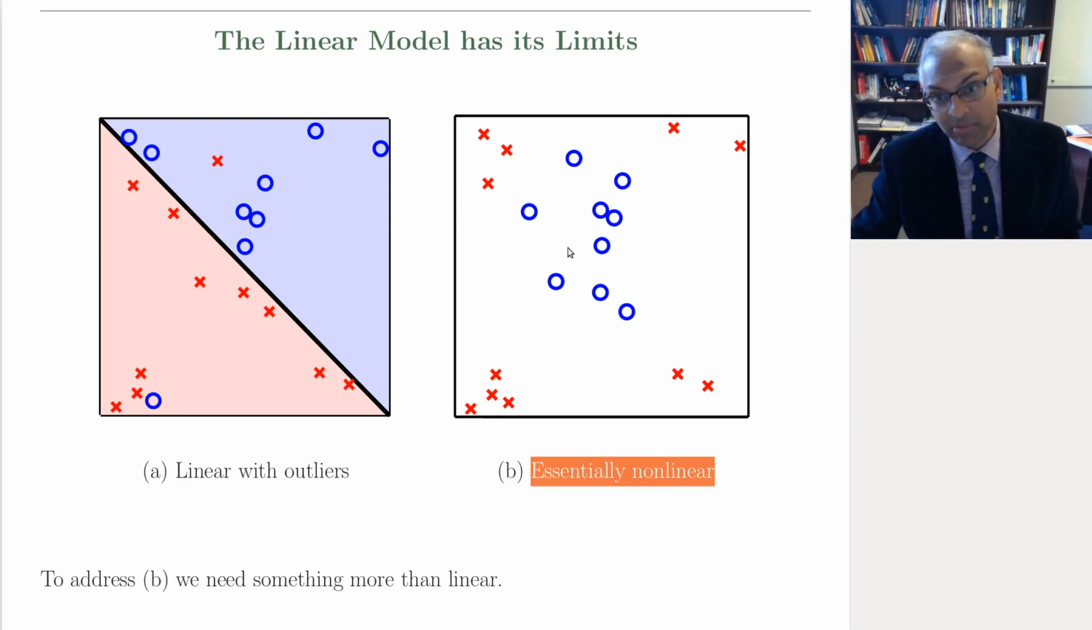If you think about it, when you look at these blue circles, they somewhat form a region in the middle. So rather than separating blue from red with a line, maybe we can separate with something like a circle or an ellipse. And that's a totally different model than the linear model.